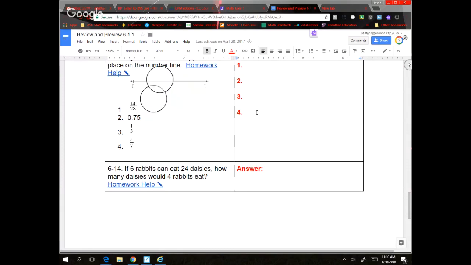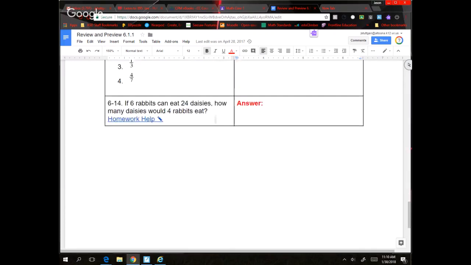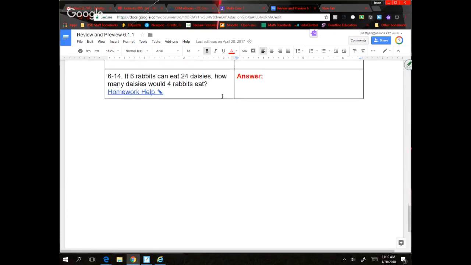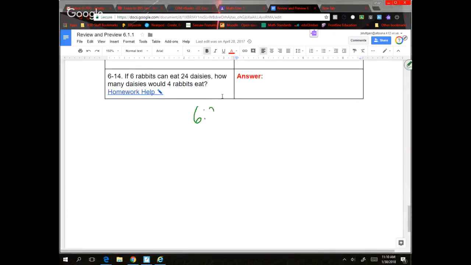Okay. Last one. Even though it doesn't say, the last one's actually dealing with a ratio. You have 6 rabbits eat 24 daisies. So on this side, here's our rabbits. And then here's our daisies on this side. And the question is, how many daisies would 4 rabbits eat? Okay. So I would be thinking to myself, well, if I can figure out what 1 rabbit would eat, I can easily figure out 4. So I know to get from 6 to 24, I times by 4.